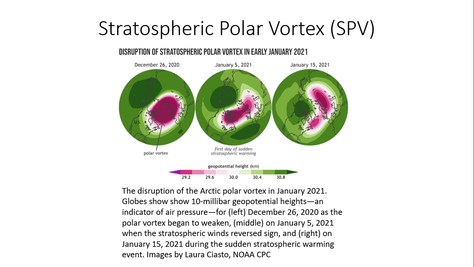The research by Dr. Cohen also showed that elongations of the polar vortex tend to lead to more significant cold weather impacts in the eastern U.S., while the actual splits tend to favor the coldest air shifting into Europe and parts of Siberia. So again, it's really impressive. Now, these images are courtesy of Laura Ciasto of the NOAA Climate Prediction Center, by the way.